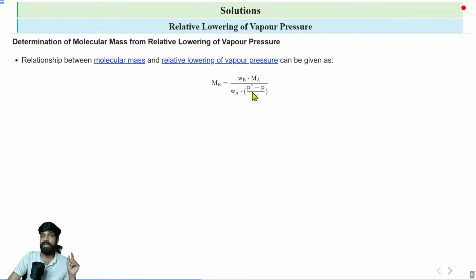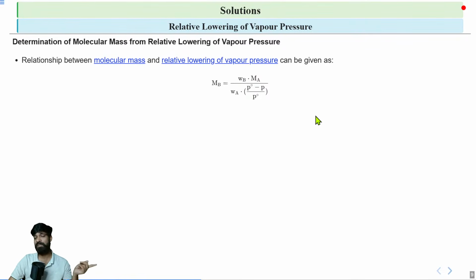Further, if you write in place of NB, WB by MB, which is your number of moles given as weight of B divided by molar mass of B. Similarly, for NA, we can write it as WA by MA. If you rearrange that, we can get MB is equal to WB into MA by WA into P naught minus P by P naught. You can try it again by yourself. Please note it down and try it by yourself, whether you're getting the point or not. Are you getting the same formula upon the expansion of the previous one?